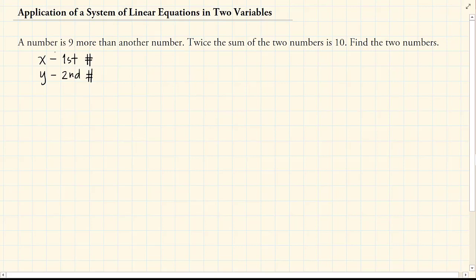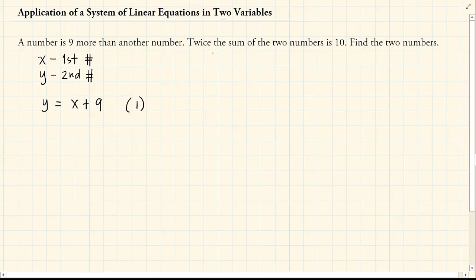For our first equation, we have: a number is 9 more than another number. So this is relating the two numbers x and y. If we let y be the larger number, we have the equation y is equal to x plus 9. The value of y is larger than x by 9. That's why we have y is equal to x plus 9. So, this is our first equation.